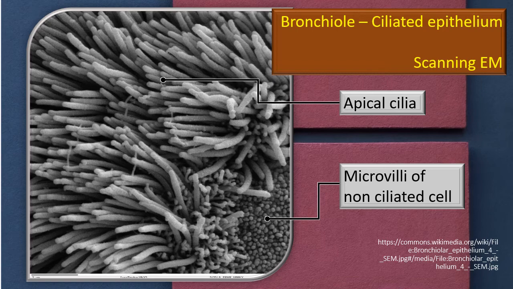In one corner, that is the down right corner, there is a small area where there are no cilia. That's most possibly a non-ciliated cell with its microvilli. This is a very good SEM picture of a bronchiole.